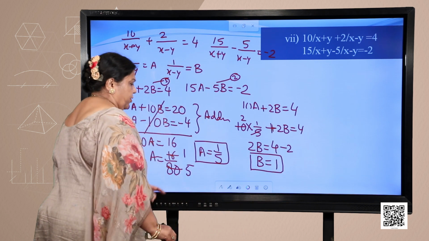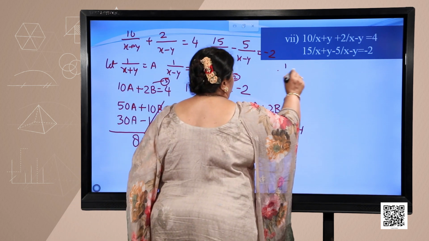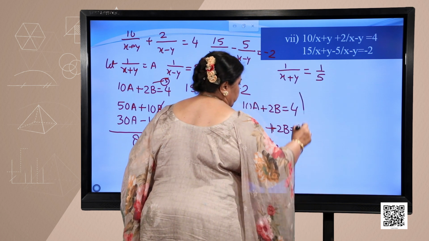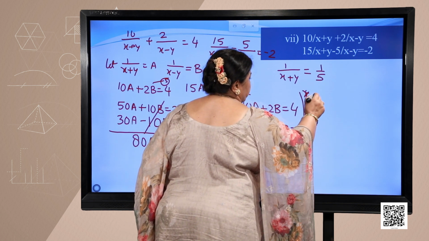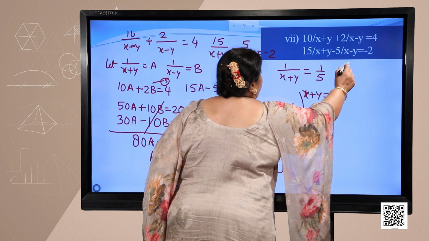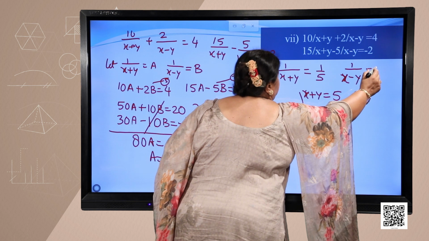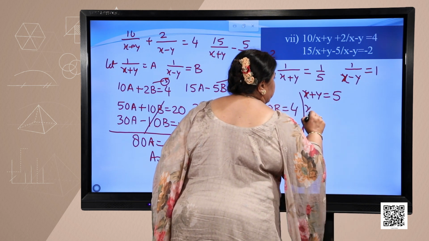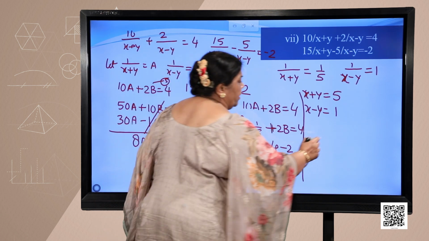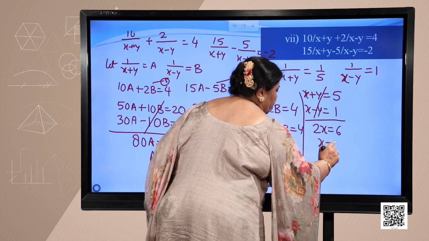Look here, we have got the value of a and b. But what was a? It is 1 upon x plus y is equal to 1 upon 5. On cross multiplying, we have x plus y as 5 and the other equation is 1 upon x minus y as b. b is 1. So, x minus y is 1. You see, we have got linear pair of equations here. Again we add to get 2x is equal to 6 and x is equal to 3.